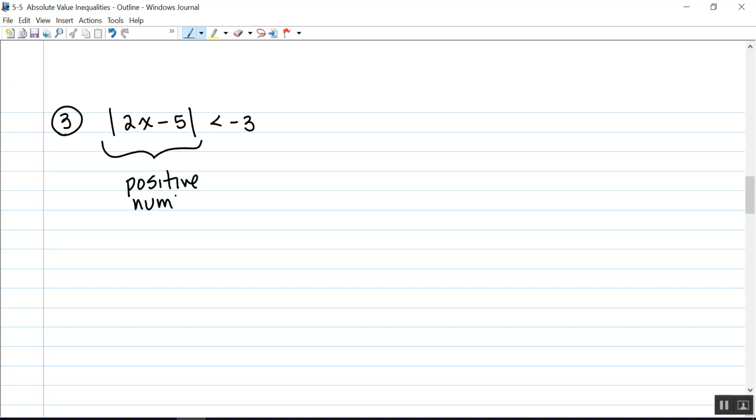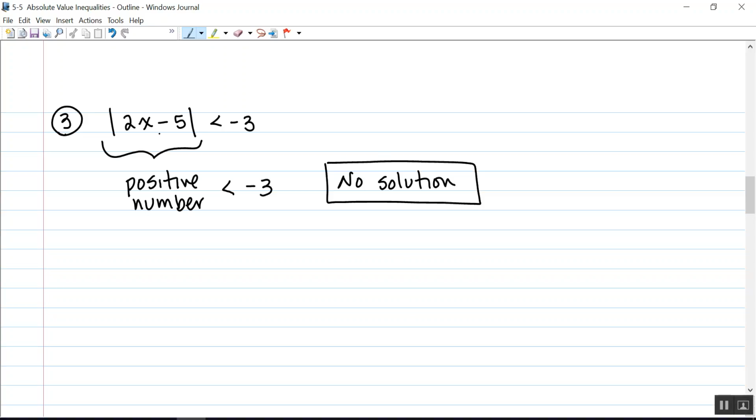Remember, absolute value talks about distance, but it also actually practically turns negative numbers positive. So no matter what I put in for x, when I multiply it by 2 and subtract 5, even if it's negative, it's going to end up being positive. So are there any positive numbers that are less than negative 3? There are not. So there is no solution to this one. There is no number that I can put in for x that's going to make that true, because the bars are going to make it a positive number and it cannot be less than negative 3.